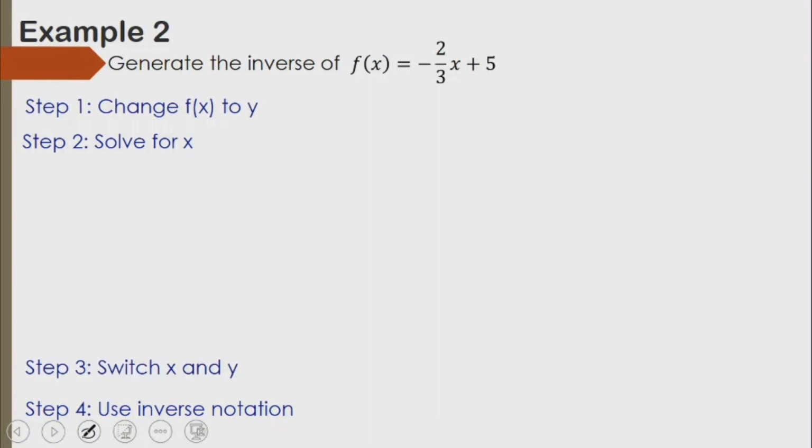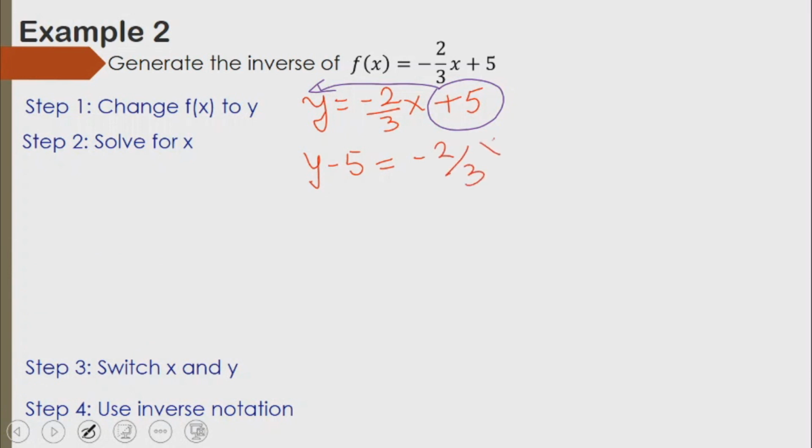So example 2. We are asked to generate the inverse of f of x equals negative 2/3 x plus 5. So the first step, again, we have to change the f of x to y, which will be equals to negative 2/3 of x plus 5. Then we now need to solve for x. So I need to move this positive 5 to the left. It will become a negative. So y minus 5 equals negative 2/3 x.